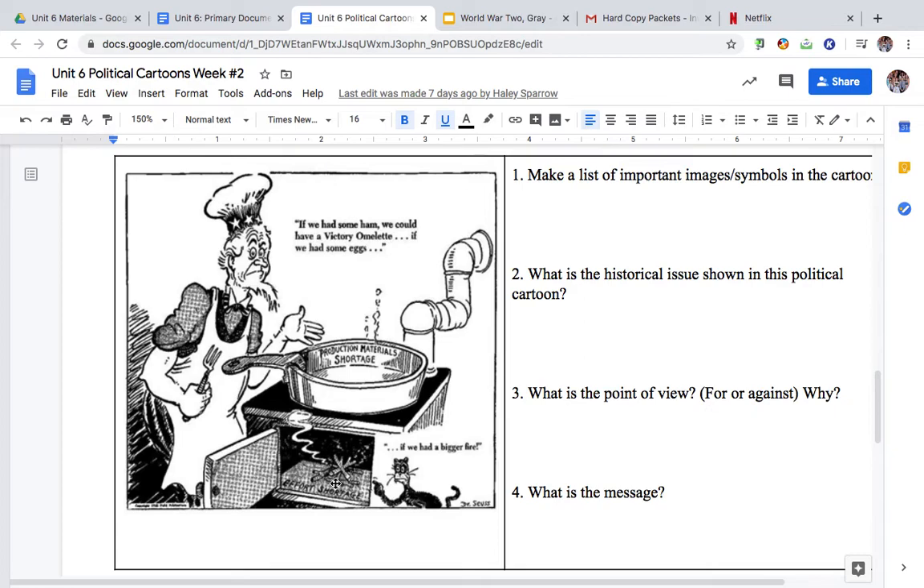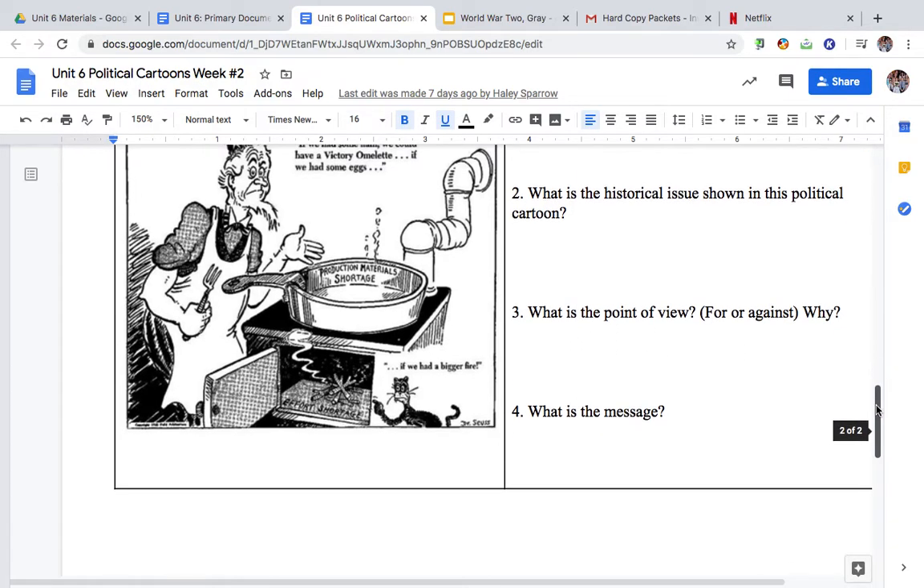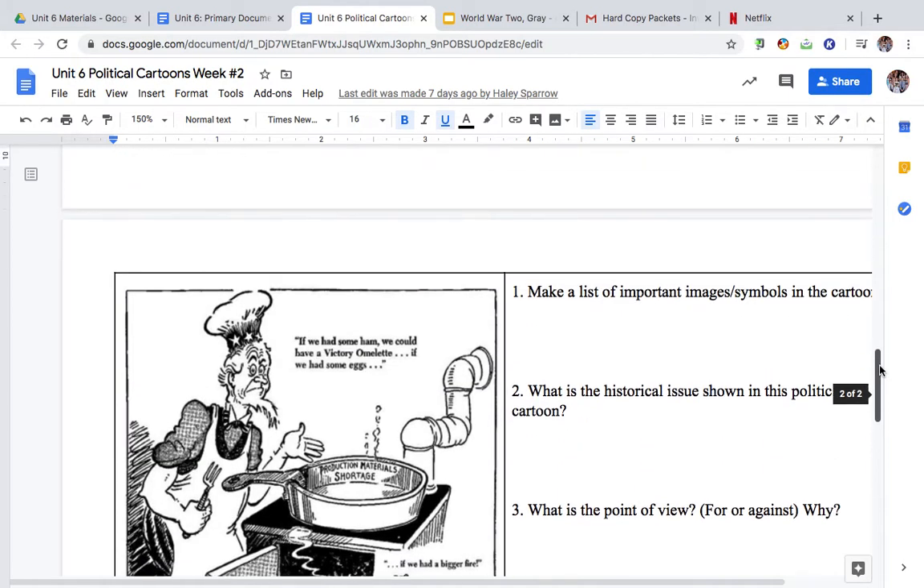This is referring to what's happening on the home front, what's happening in the United States in regards to the war effort. Regarding that, do you think it is for or against? And then just tell me simply, as I explained, what's going on in the cartoon.